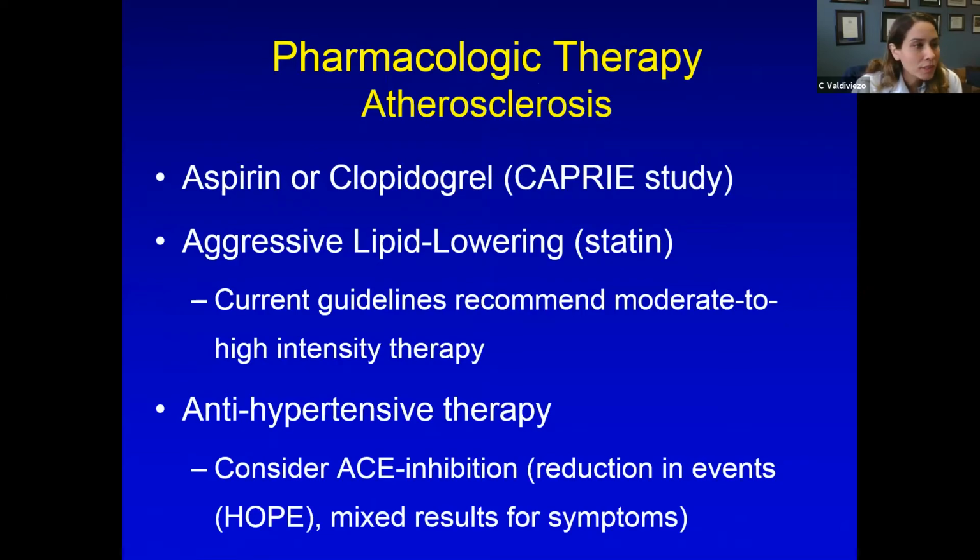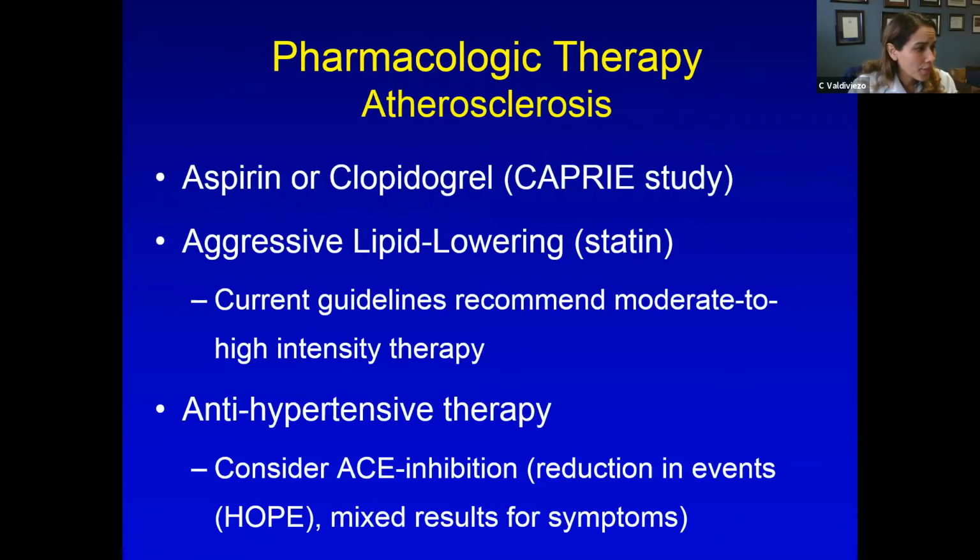So what entails pharmacological therapy for atherosclerosis is somewhat similar to coronary artery disease. Based on prior studies such as the CAPRIE study, aspirin or Plavix can both be indicated and used for PAD. Some patients have aspirin allergies, so Plavix is an acceptable choice, of course. Aggressive lipid lowering is really important here with statin therapy.